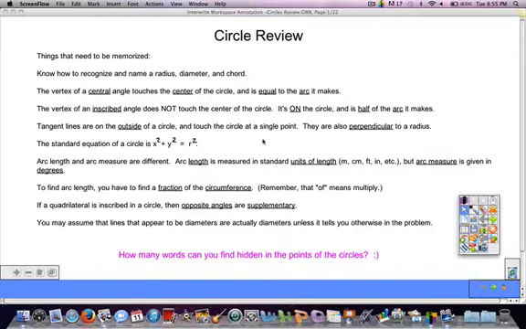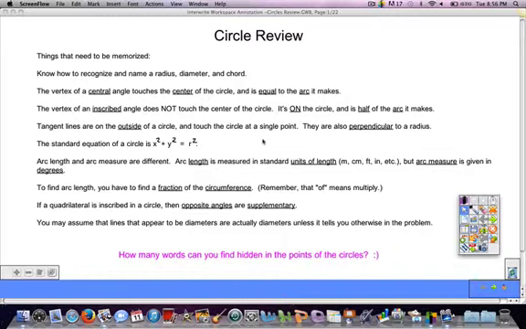To find arc length, so that's the actual measure, how far is it from A to B along the curve, then you have to find a fraction of the circumference, a piece of the circumference. And remember that of means multiply. It's going to come in handy later.